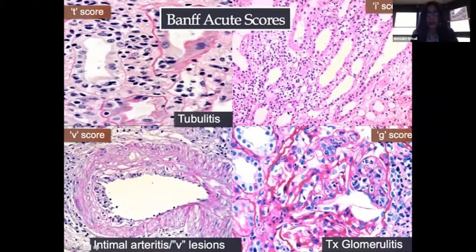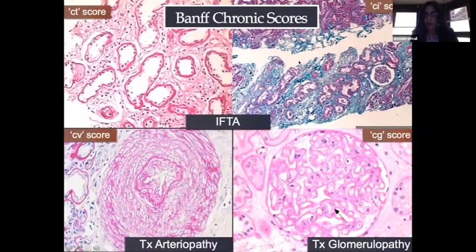And then we do the same thing for the same compartments, but we score the chronic changes. So we have the CT score for tubular atrophy, the CI score for interstitial fibrosis, the CV score for fibrointimal thickening of the blood vessels, and the CG score for glomerular basement membrane duplication, not for glomerular sclerosis. So the CG score is only related to glomerular basement membrane changes and has no relation to glomerular sclerosis.